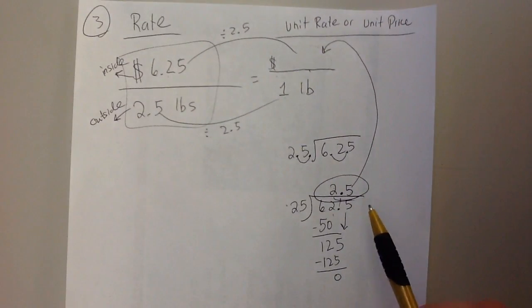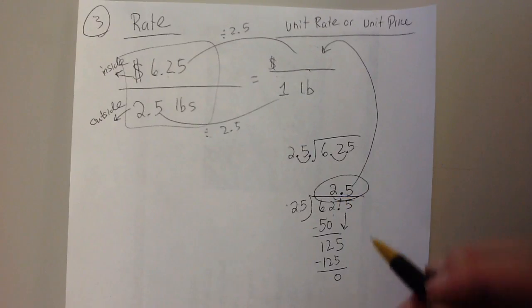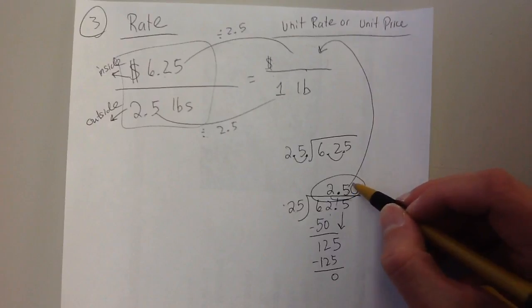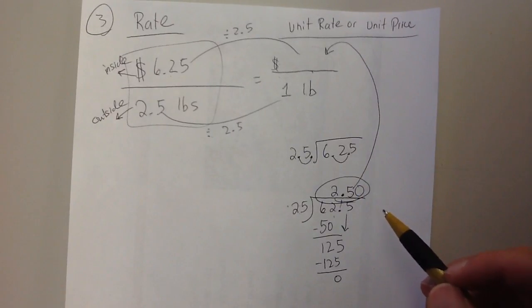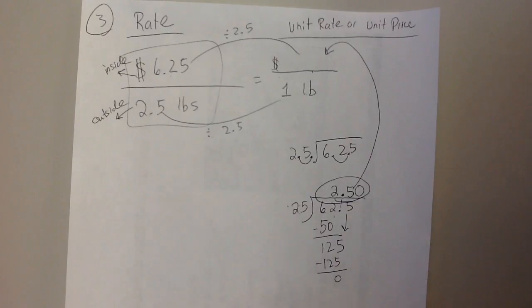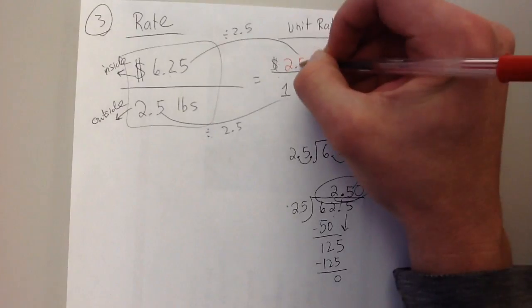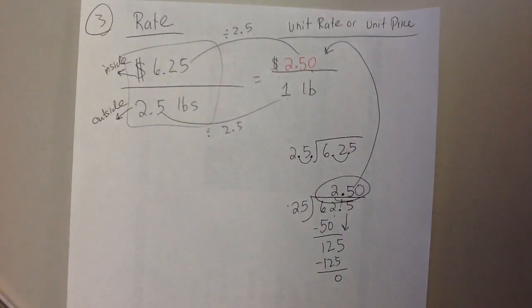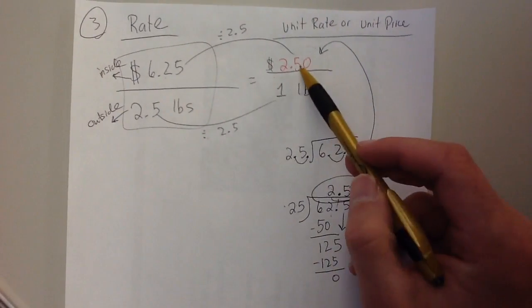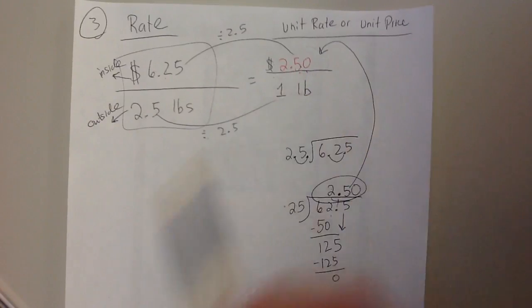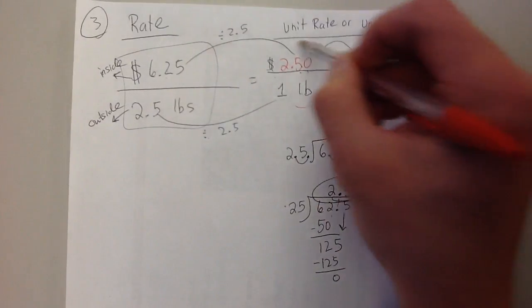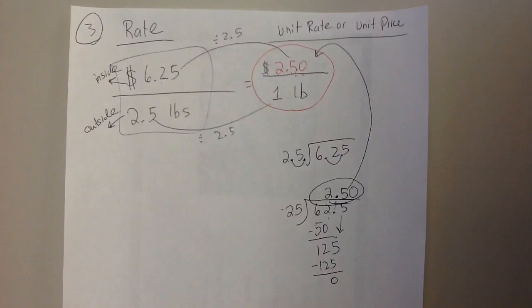Now I got to think about this in terms of money. What is 2.5 in terms of money? Well, remember, we can always add a 0 right there, and when we're talking about money, you only have 2 digits after the decimal point. So 2.5 means $2.50. $2.50 per 1 pound. That's the unit rate. It costs this much per 1 pound. So this is my final answer. That's the unit rate. $2.50 per pound.